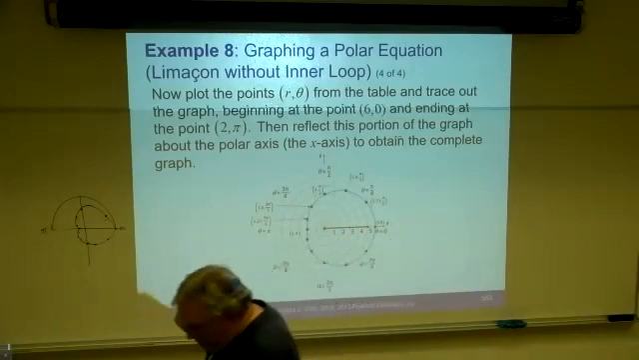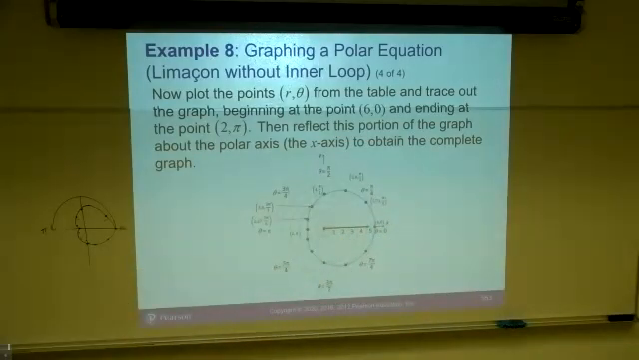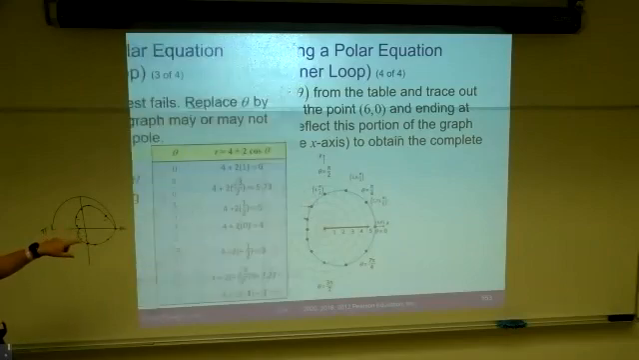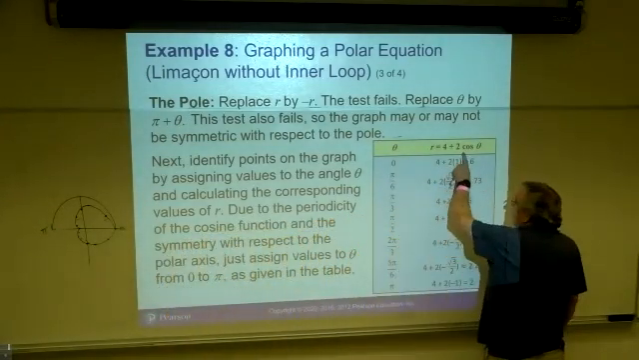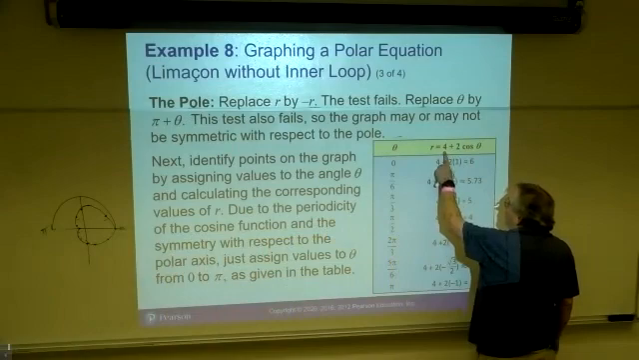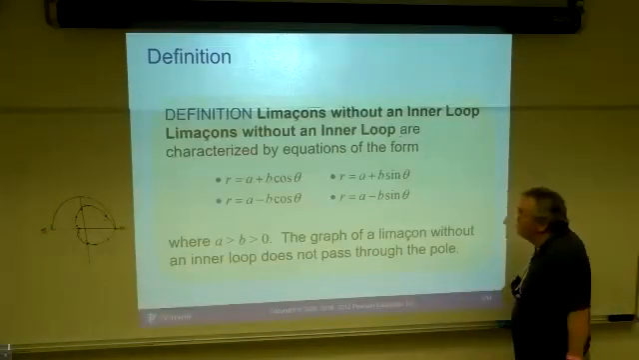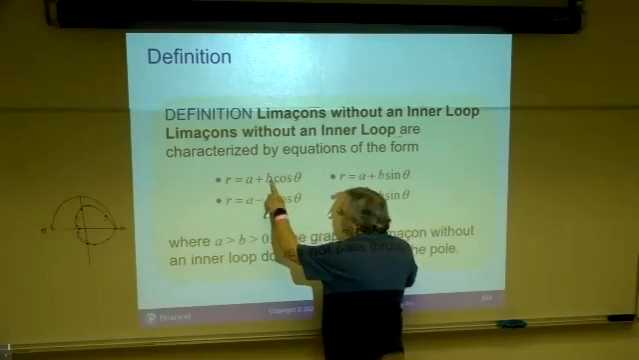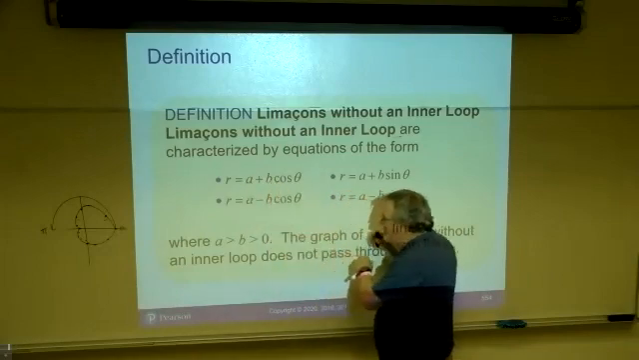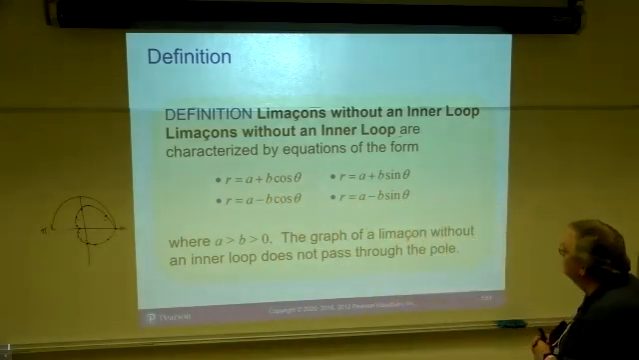Okay. And so now we talk about having A and B values. This was 4 minus 2 cosine. Or was it plus? Yeah, it was plus. 4 plus 2 cosine, where I don't know which one they say is A and which one is B, because they switch them up on me. So yeah, okay, A plus B. This is where A is greater than B, without an inner loop.